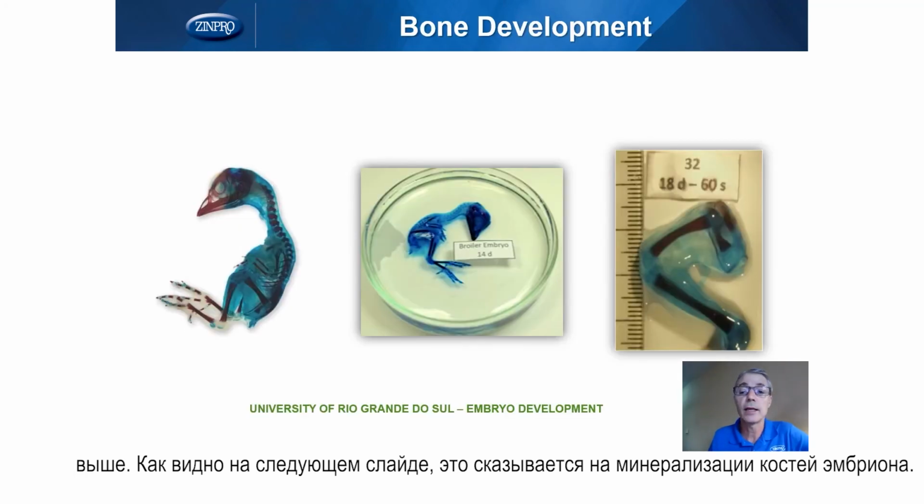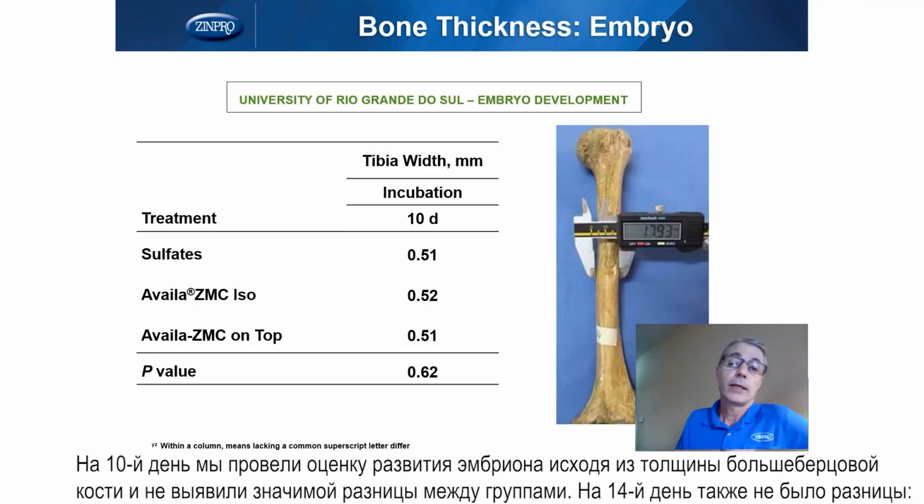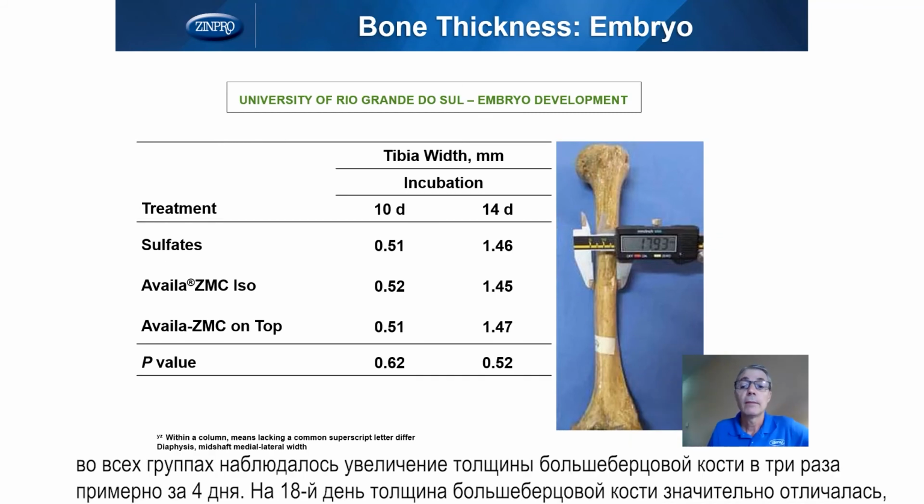At day 10, we evaluated the embryo development, and the thickness of the tibia showed particularly no difference between the treatments. Neither at day 14 was there any difference between treatments at that stage. However, the thickness of the tibia increased about 3 times in about 4 days.